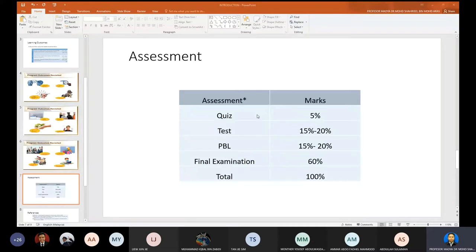So the assignment will be around 15%. Before this, we set 20, but because our test is already set for 20, our assignment will be 15. So the final exam will be 60%, and the total will be 100%.